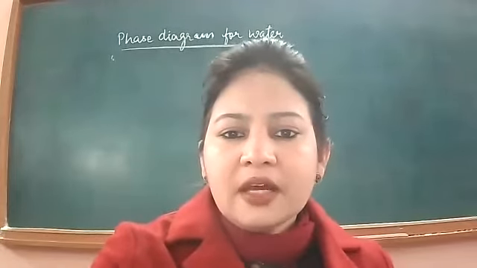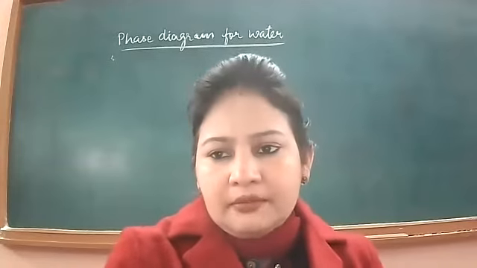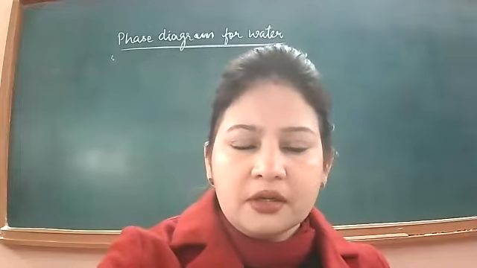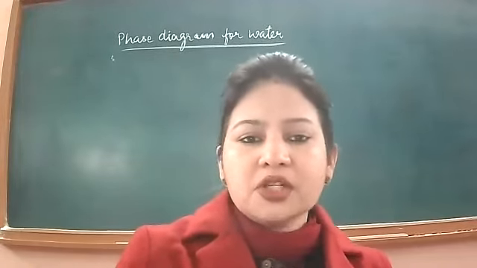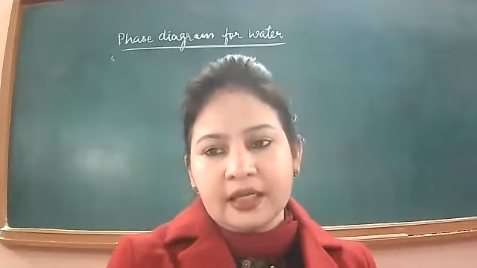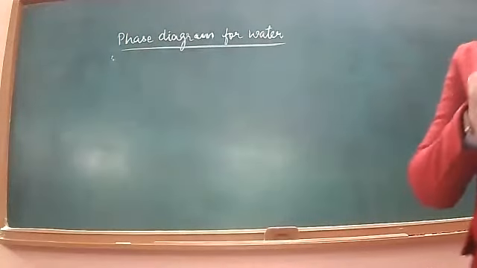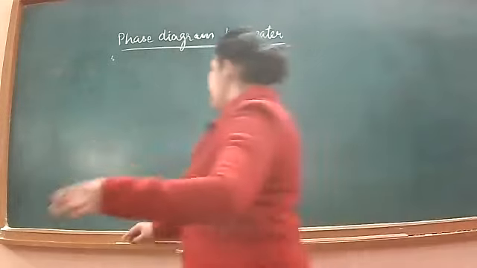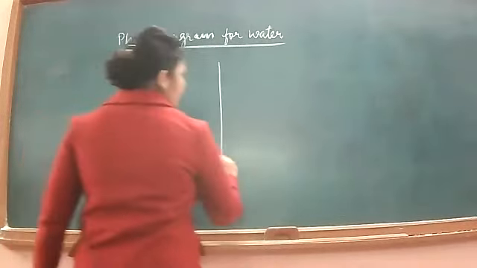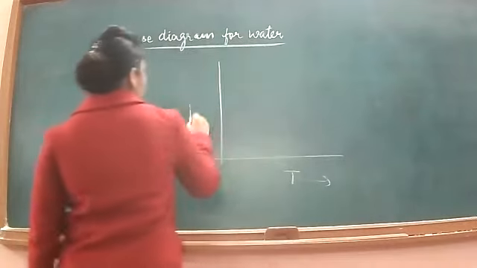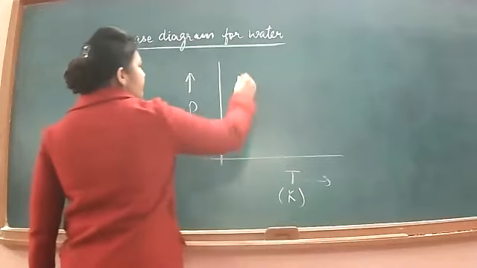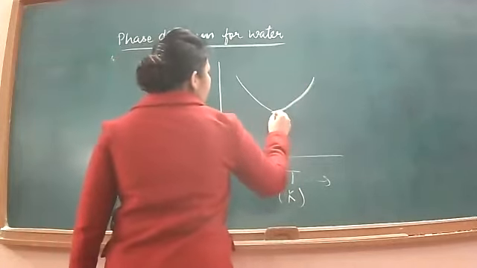Okay, so +1, let us start with the next topic, phase diagram. What is a phase diagram? A phase diagram is a graph between pressure and temperature. PT graph, pressure temperature graph, that is called a phase diagram. Now we are going to draw it for water. It is a pressure temperature graph. Temperature is in Kelvin. Now for water, this kind of graph has been observed.